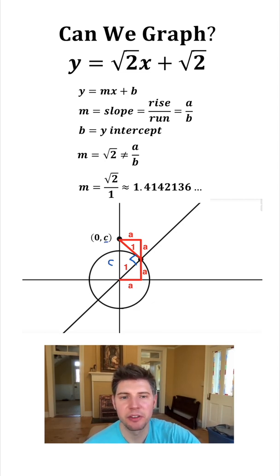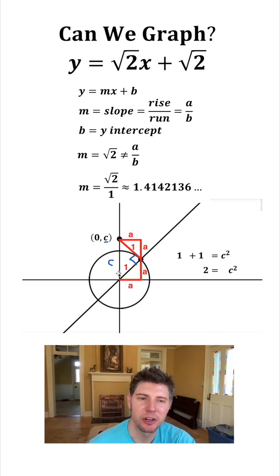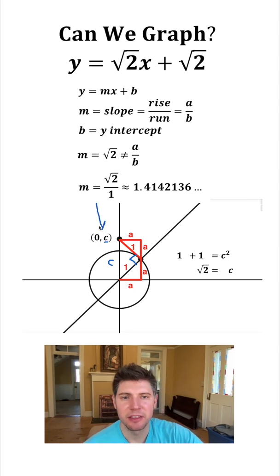So we can use Pythagorean theorem again to show 1 squared plus 1 squared equals c squared. Each of these 1 squareds become a 1. 1 plus 1 is 2, which gives us 2 equals c squared. We square root both sides and we get c equals square root of 2. So we can update this to square root of 2.